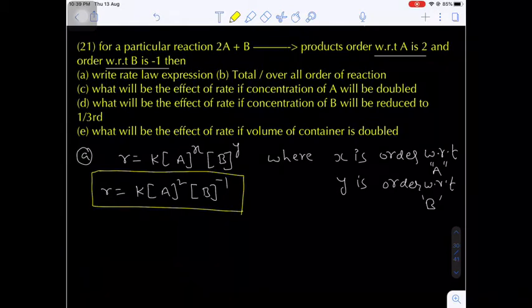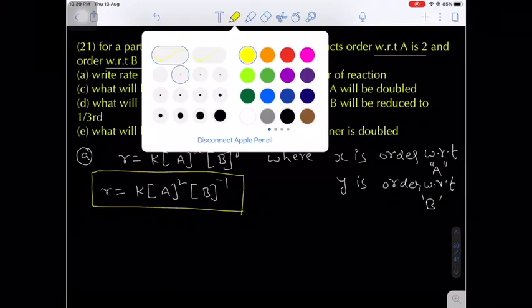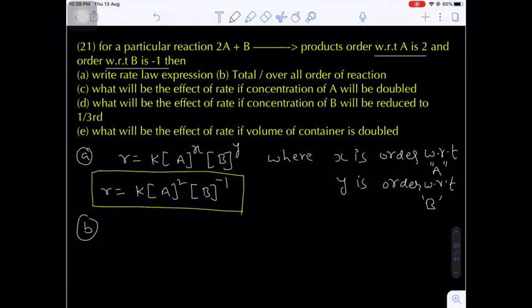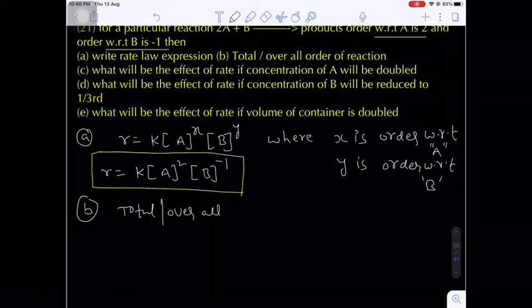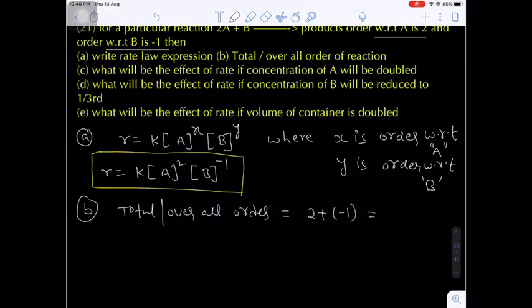Okay. Now come to the second question. What is the second question here? Total or overall order. It is nothing but the sum of the powers. 2 plus minus 1 is equal to 1. So overall it is a first order reaction, but with respect to A, second order, and with respect to B, minus 1 order.